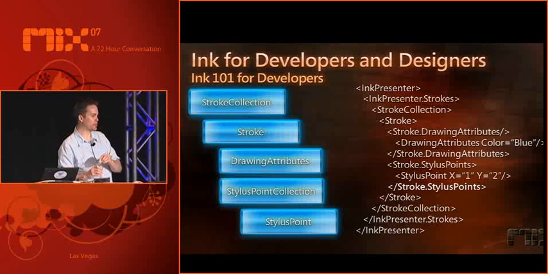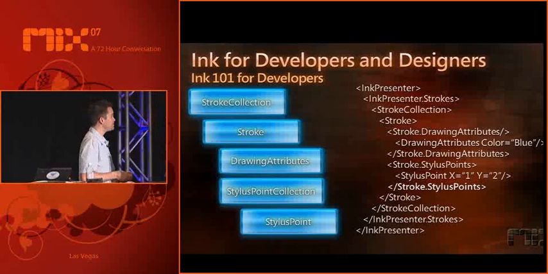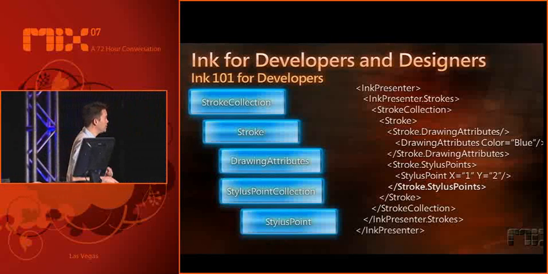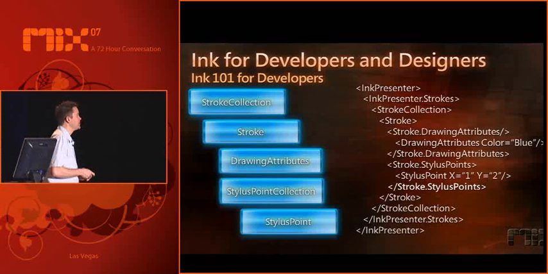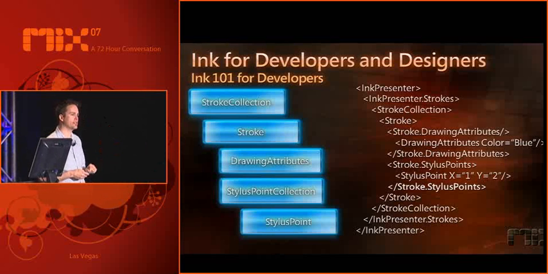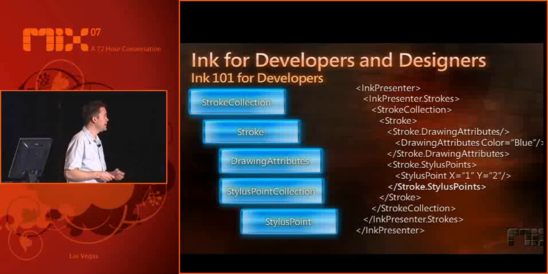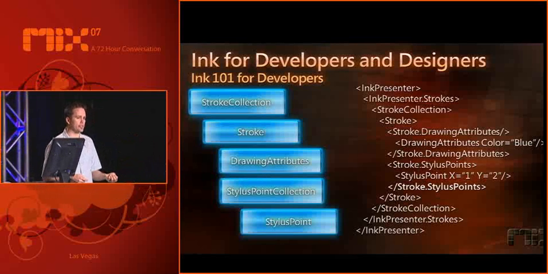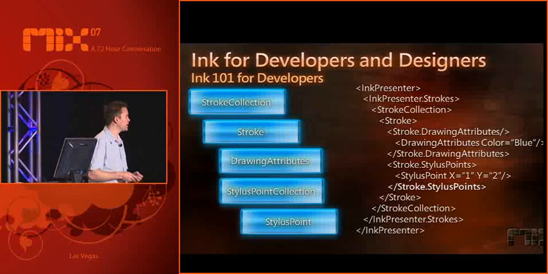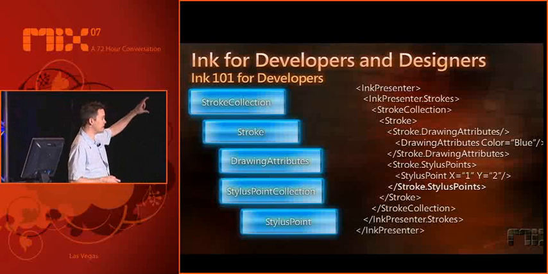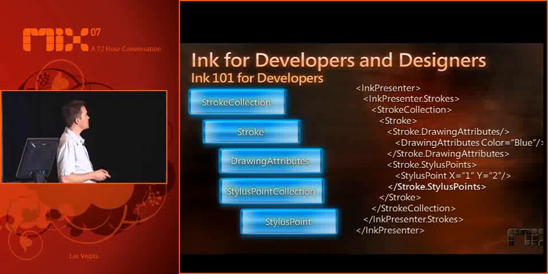And you can see over on the right-hand side, that's the actual XAML representation of an ink presenter with a single stroke that's blue that has a single point in it. You can actually pass that to the Silverlight hosting object. It has a method called create from XAML. You can pass that and get a real instance of an ink presenter that already has that stroke in it. So we recommend that you use the stroke collection XAML as your persistence format.